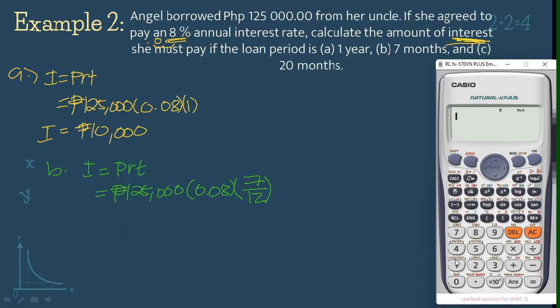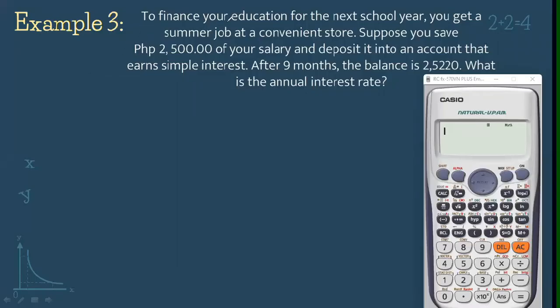Diba po? So, now, let's go again to our calculator. So, sa calculator natin, input lang po natin 125,000 times 0.08 times the quantity 7/12. So, yung I po natin dito ay is equal to 5,833.33.